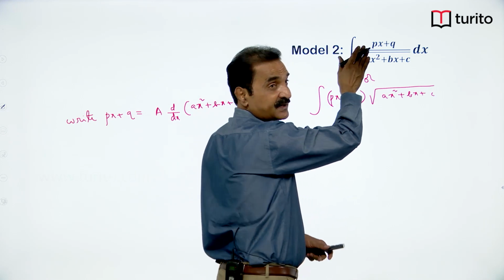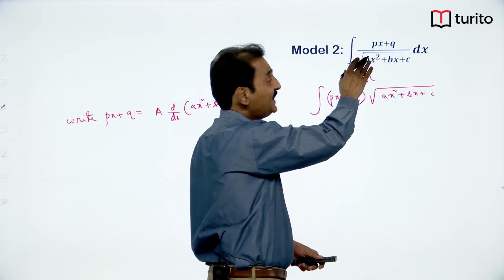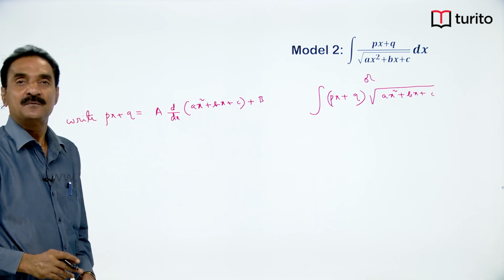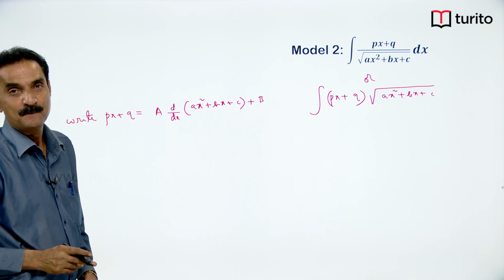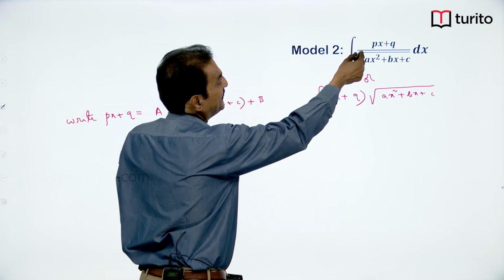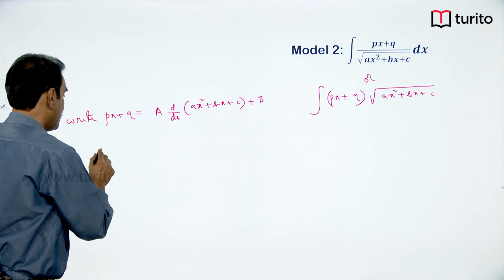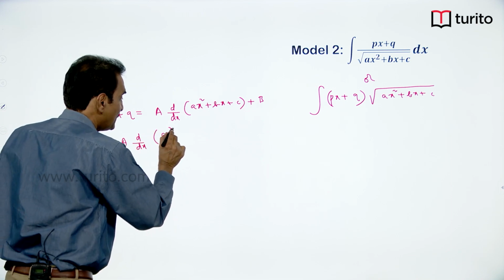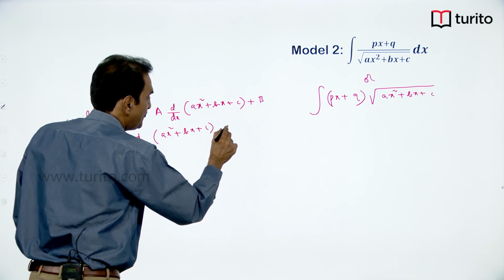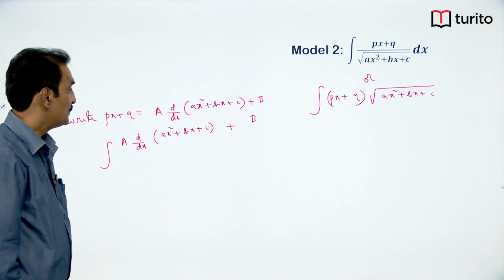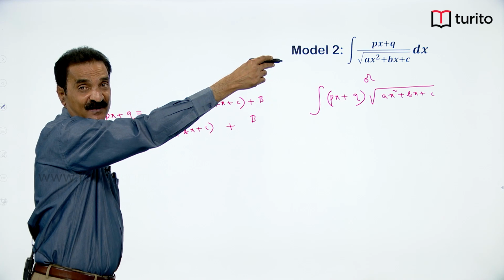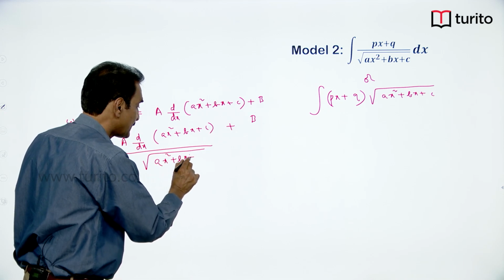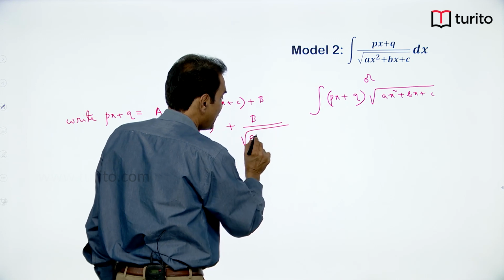Without square root, we have discussed integration of rational functions, no? Integral px plus q by ax square plus bx plus c. There also we wrote px plus q like this. And by comparing coefficients, we have to calculate capital A and capital B. Okay. After calculating capital A and capital B, what will be that first model? Model 2, numerator is a into d by dx of ax square plus bx plus c plus b. Now, separating the denominator is root ax square plus bx plus c. So, this by root ax square plus bx plus c and this by root ax square plus bx plus c.